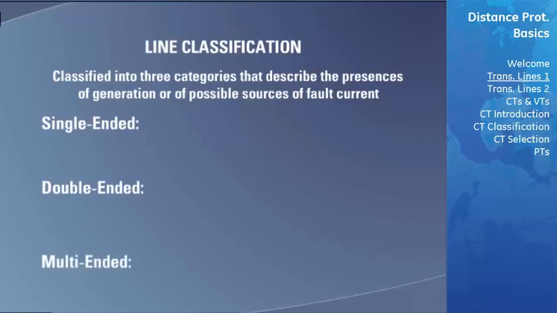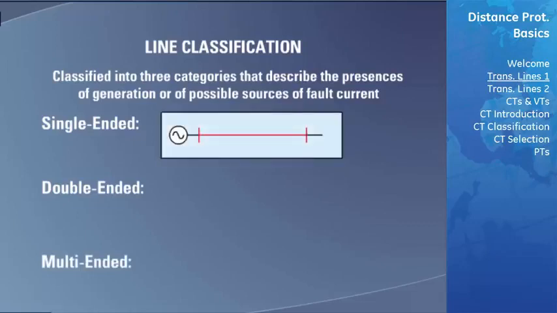A single-ended line, also called a radial line, has a source at only one end. This type of line is used to deliver power from the source to a load at the other end of the line. Obviously, whenever a fault occurs, there is only one source of current to feed the fault.